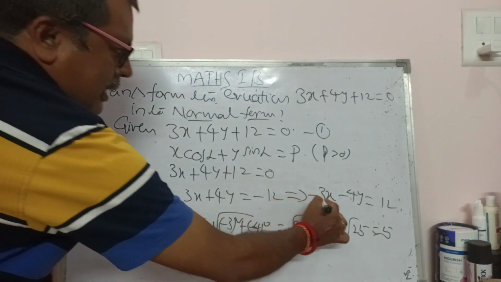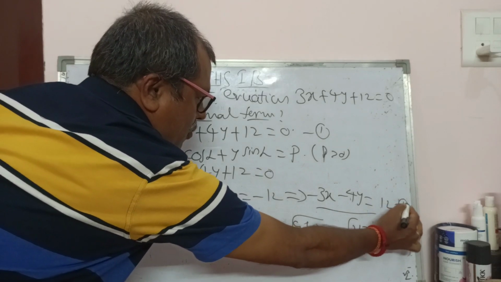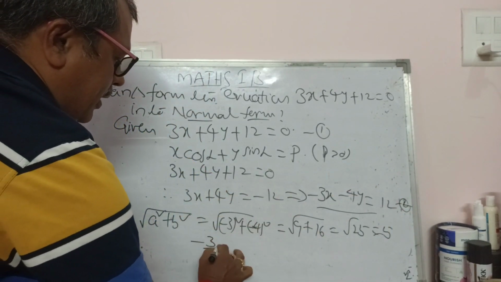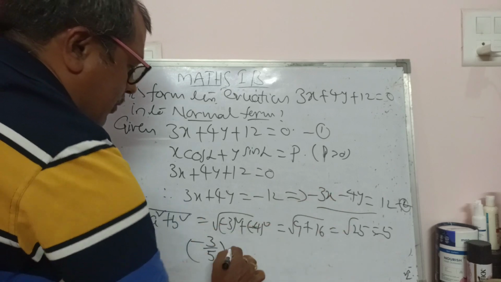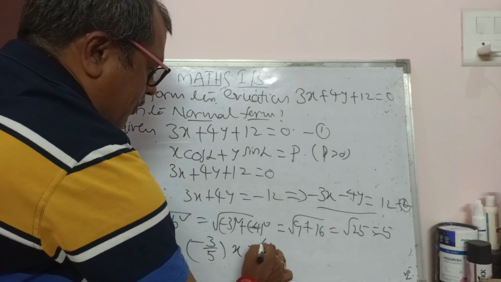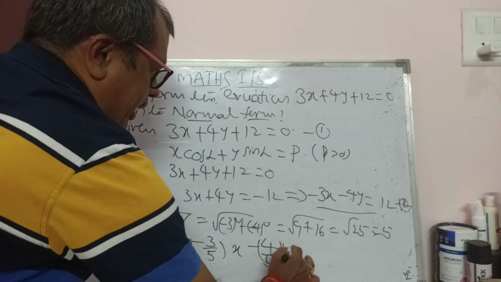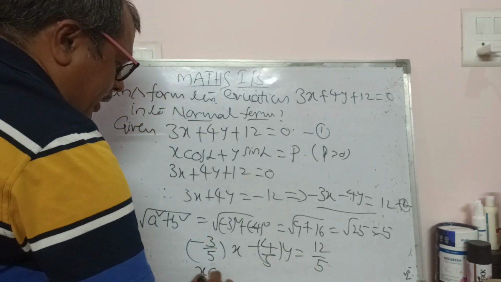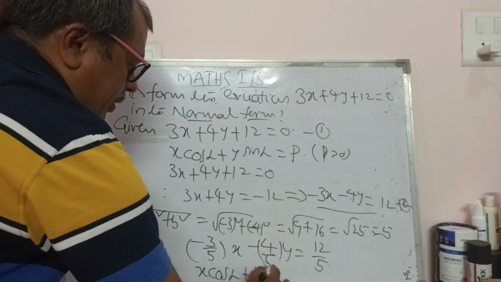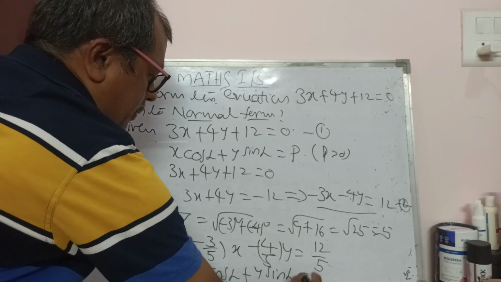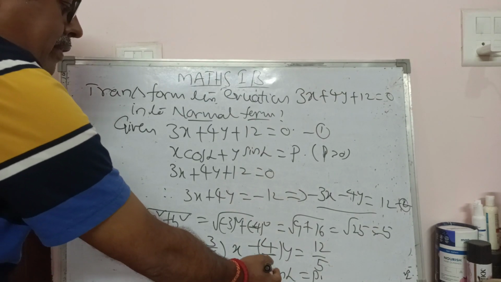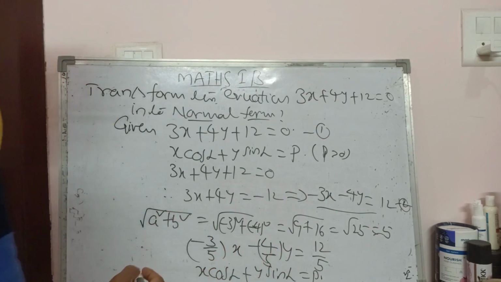Now let us divide this entire equation 2 with 5 on both sides. So minus 3 by 5 into x minus 4 by 5 into y is equal to 12 by 5. Now it is in the form of x cos alpha plus y sin alpha is equal to p, where cos alpha is minus 3 by 5, sin alpha is minus 4 by 5.